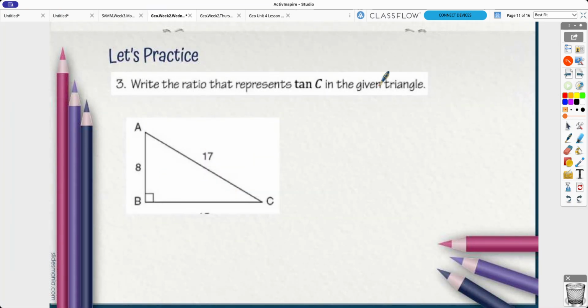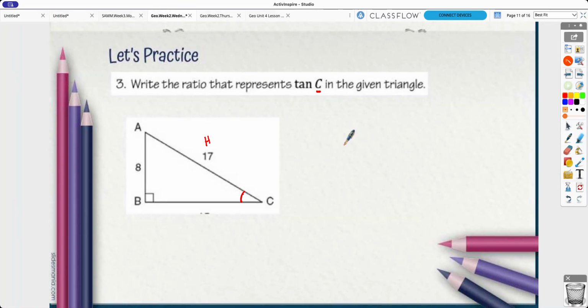Example number 3. Again, pause the video and work on this by yourself and then come back here to check. Number 3, write the ratio that represents tangent C in the given triangle. So the angle in question here is C. Okay, tangent C. In this triangle, across from the right angle, that's the hypotenuse.